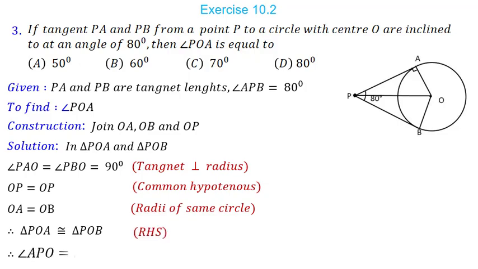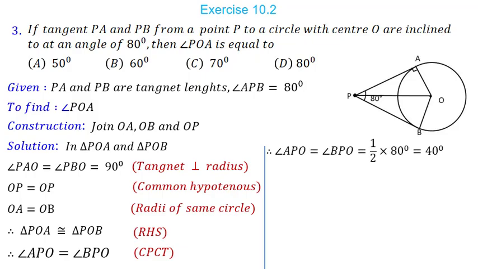Now, angle APO is congruent to angle BPO, or angle APO is equal to angle BPO, as they are corresponding parts of congruent triangles. As their sum is 80 degrees, angle APO is equal to angle BPO, which is half of 80 degrees, which is 40 degrees.